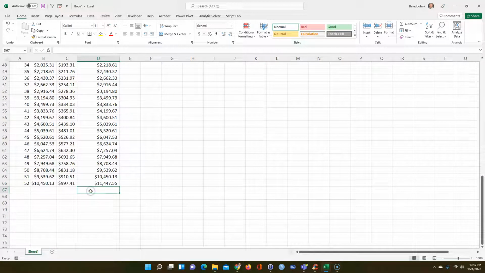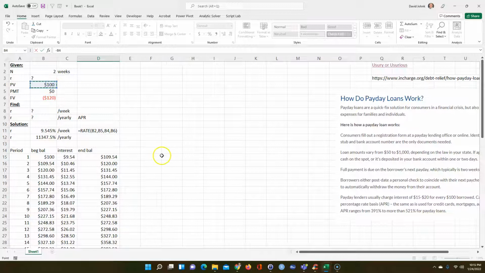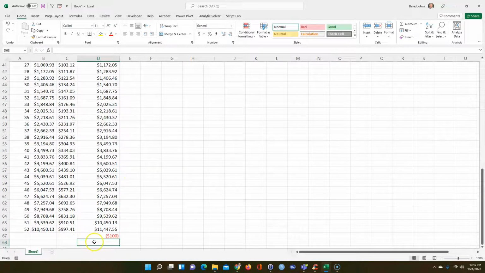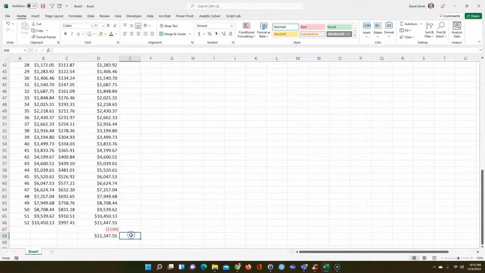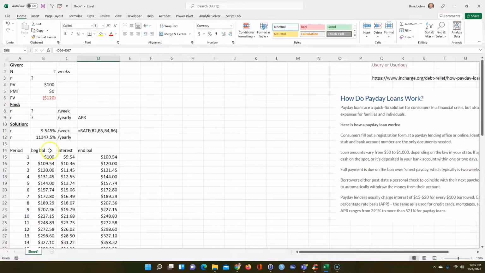Now we have to subtract out our initial, because we got that, so we don't have to pay that back. This is going to be equal to this plus this. And if you read this as percent, that's why I use 100. You can see that it's 11,347.55%, which is exactly what we calculated here, right?